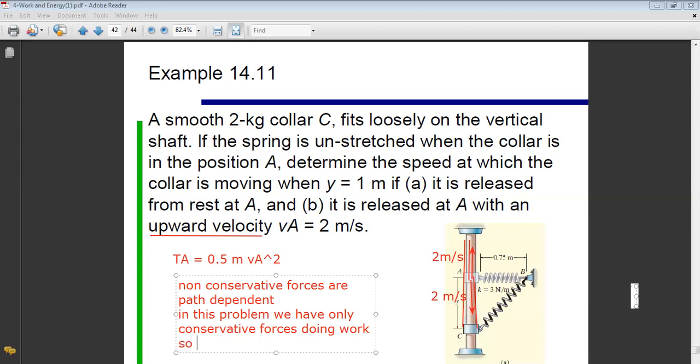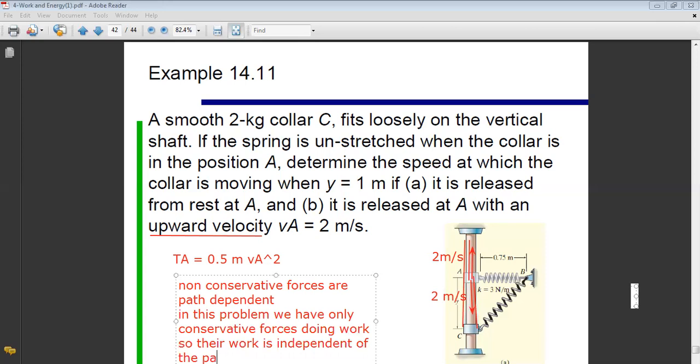So their work is independent of the path of motion. And this is why we can explain that the final velocity of C will not change if VA is plus 2 or minus 2, since we have the same energy for both. And the path is not important in our case because all forces are conservative.